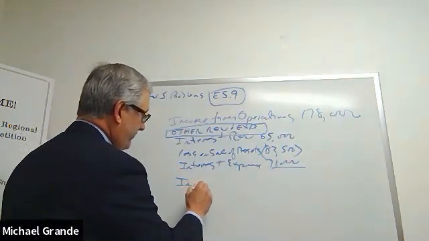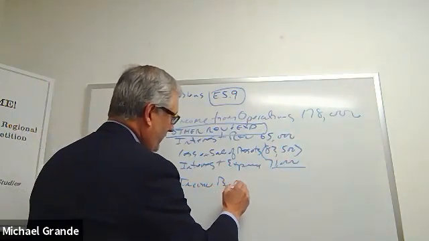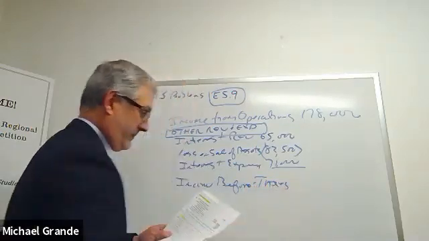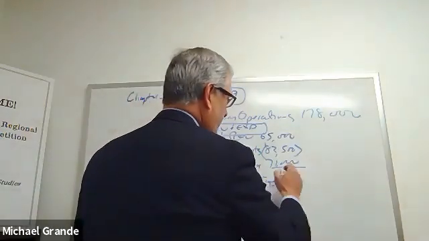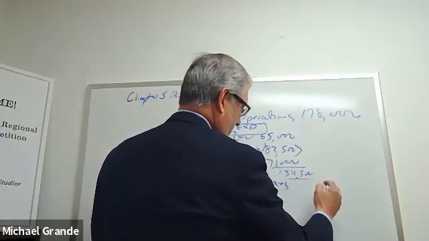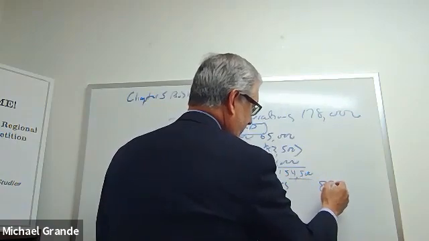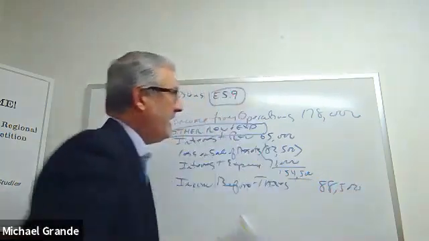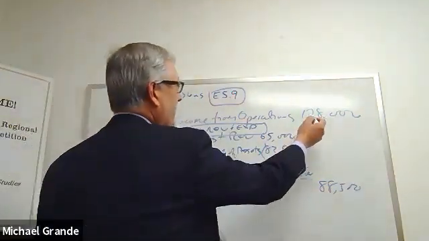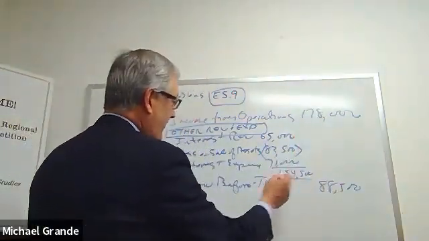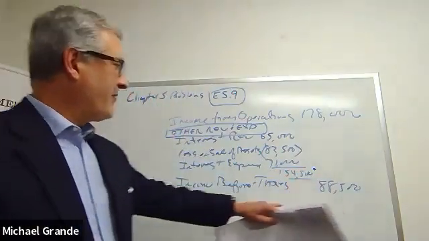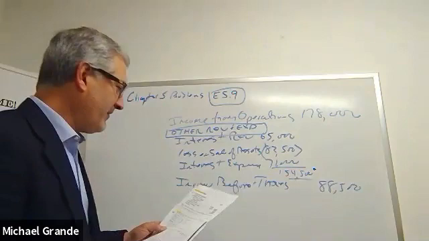So we have income before taxes. And this is 154.5. Income before income tax, right? Income from operations minus the other 154.5. Income before income tax is $88,500.